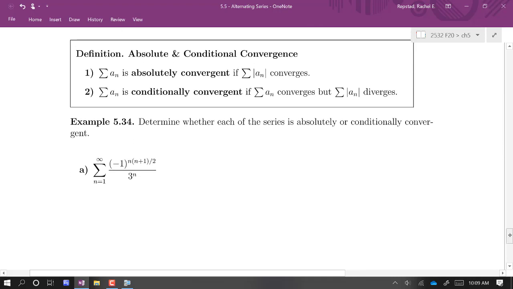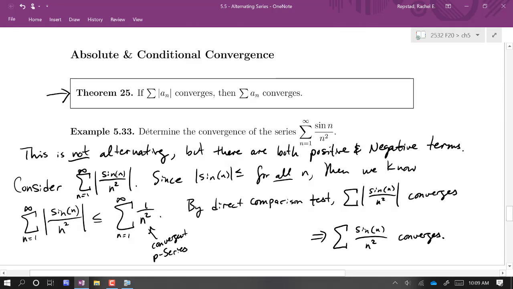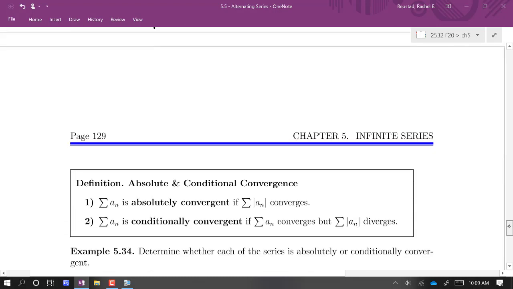All right, so talking about absolute and conditional convergence, in fact, I'm going to go back to Theorem 25 here. If the series of the absolute value terms converges, then the original series converges, and in fact, we say that it converges absolutely. So that's what absolute convergence is.